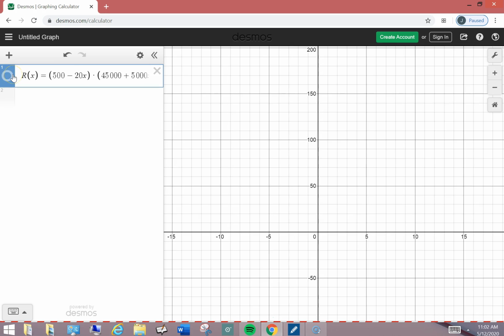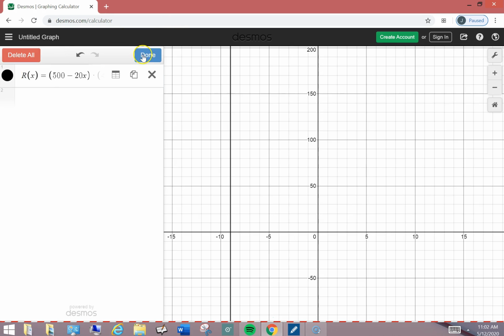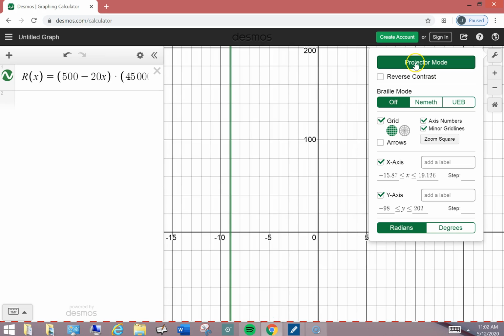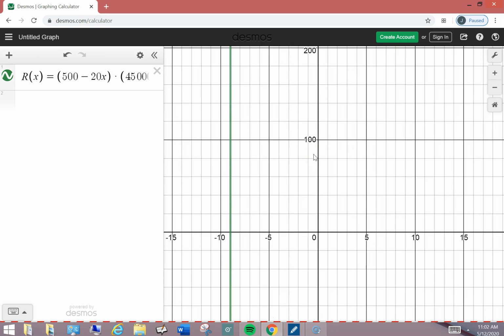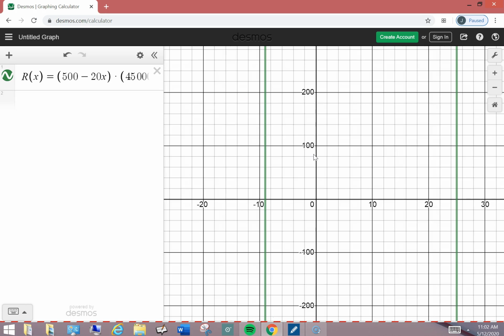I'm going to change the color to, I don't know, green. This is a profit equation, so green for money. All right, well, where's our graph? All I see is this line. I'm going to put projector mode on to see it. All we see is that line, which means our graph is somewhere out there. We know it exists. We know it's over there. So we zoom out a little bit.